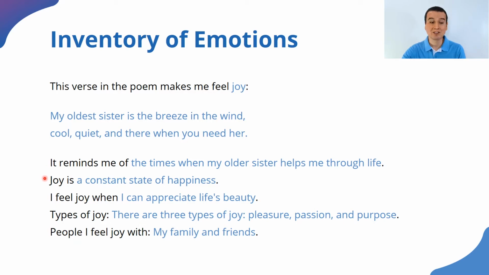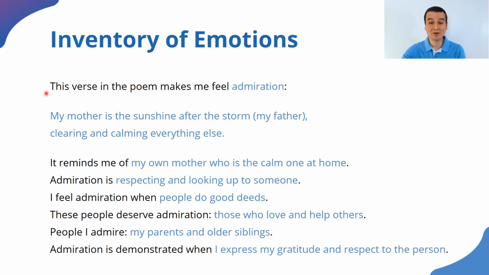Yes? Joy is a constant state of happiness. That is a definition. I feel joy when I can appreciate life's beauty. That should be enough for the inventory, but the student chose to give you more details. Types of joy. There are 3 types of joy: pleasure, passion, and purpose. Okay? And people I feel joy with: my family and friends. All right? And we have another emotion, inventory of emotions.